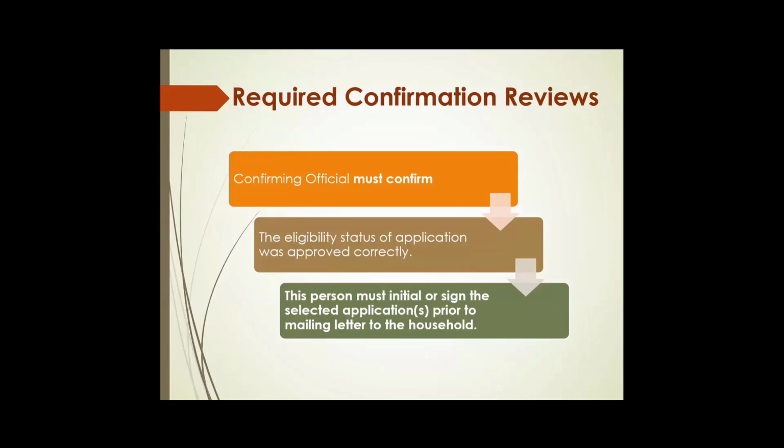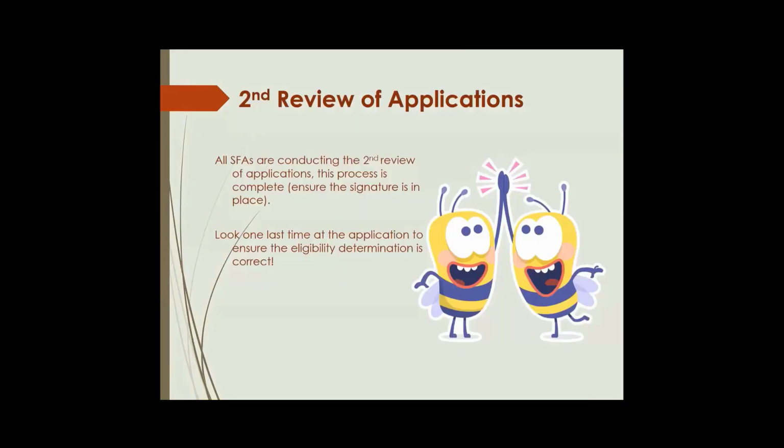So you want to make sure that the confirming official notates that they did review it before it went to the household. In North Carolina, all SFAs are conducting the second review of applications. So as a reminder, make sure that you sign off on this document. We use this term second review of applications and independent review of applications interchangeably, but it's the same process. Don't forget to look at the application one last time to ensure the eligibility determination is correct prior to sending the household the verification selection letter.